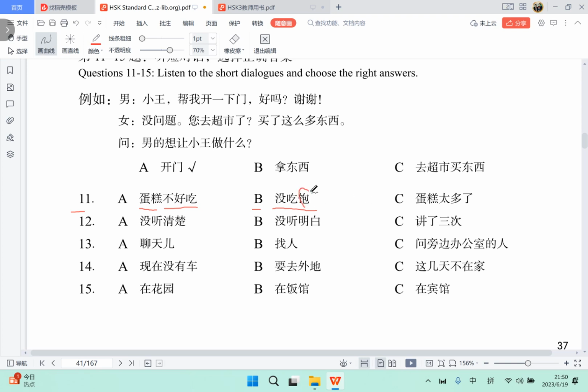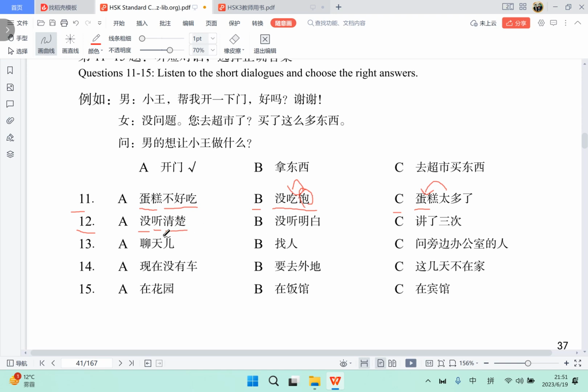Okay, so 饱 here is the state complement. And C 蛋糕太多了, so the cake is too much for them, or there are too many cakes. Okay, and number 12, 第12题没听清楚, so haven't heard very clearly.